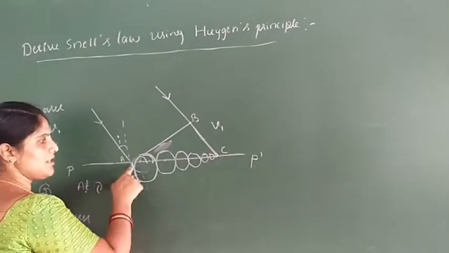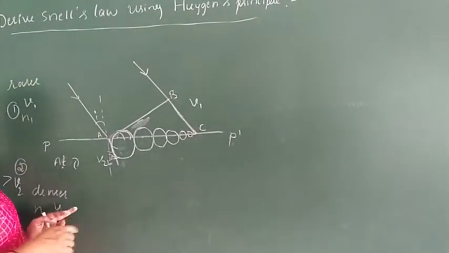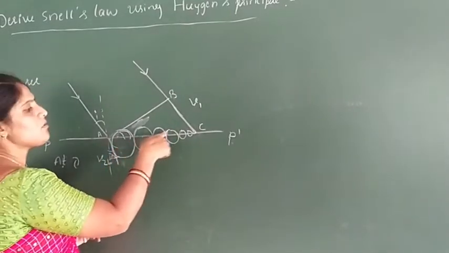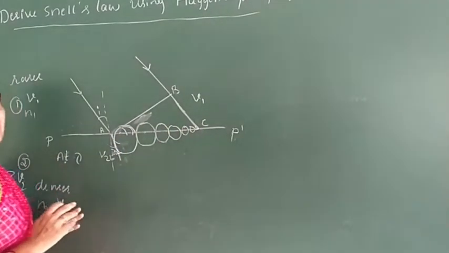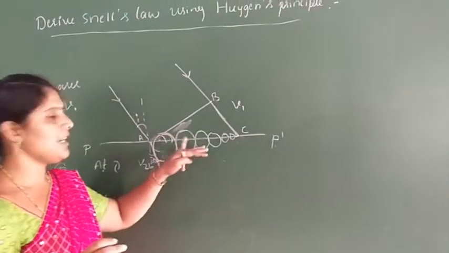This is the first principle, Huygens first principle. What is Huygens first principle? Each point on the wavefront is the source of secondary wavelets. This is known as a secondary disturbance, called secondary wavelets.